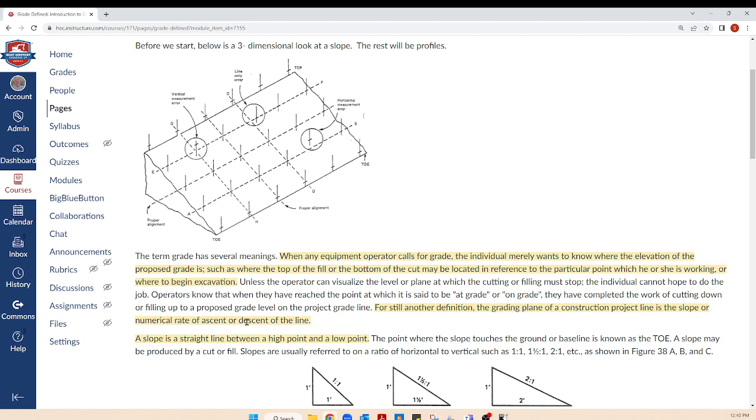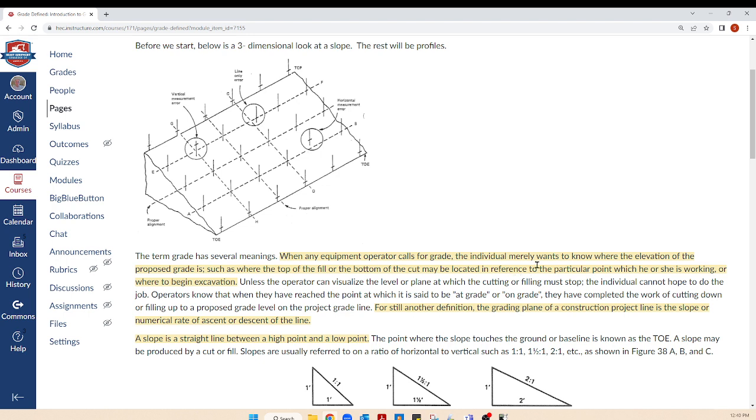So the term grade has several meanings. When any equipment operator calls for grade, he or she wants to know where the elevation of the proposed grade is. Like we showed in basic stake marking, or especially in vertical measurement, we'd have a proposed grade. That equipment operator wants to know where he is in relation to where he needs to be.